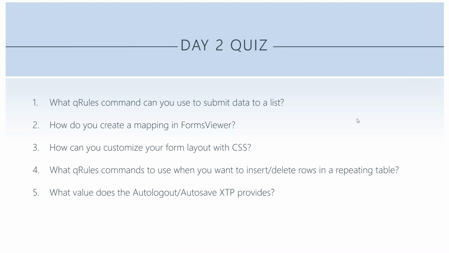Good morning, everyone. Auto logout and auto save gives us the ability to determine how long a form will remain open without any activity from the user. And we can define a prompt that will appear that will ask them if they're still using the form. And then we can define how long we want that prompt to remain active on the screen. And then we can set the form to autosave before we close it so that we don't have all of these forms remaining open on all of our users' computers.